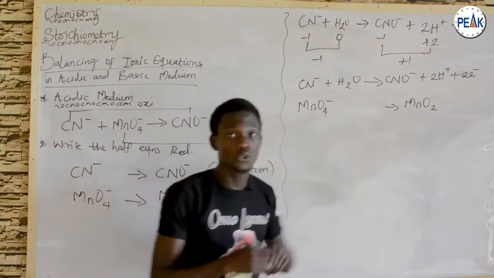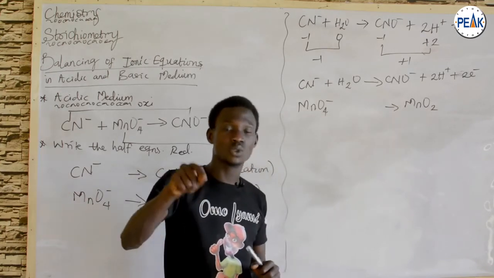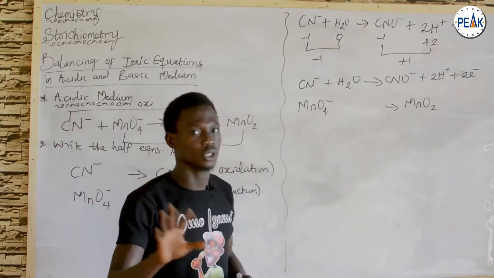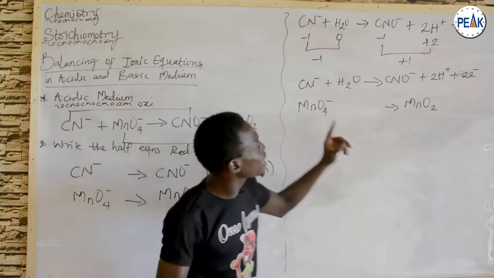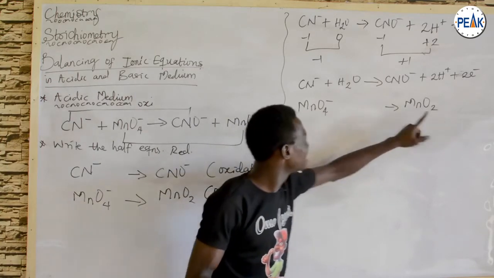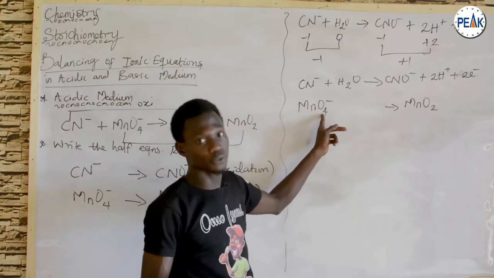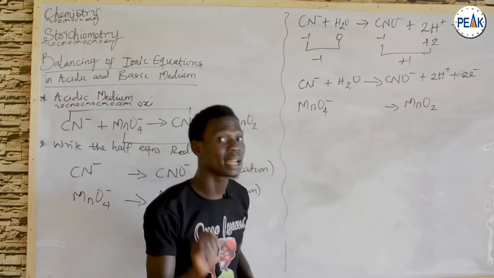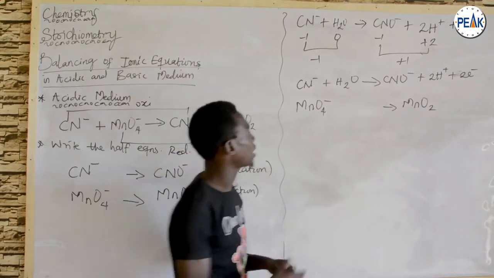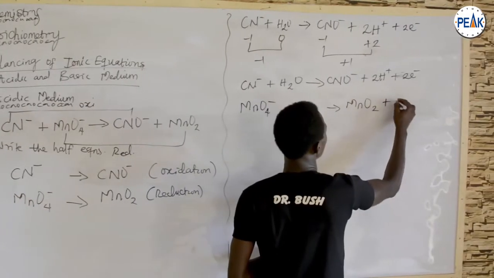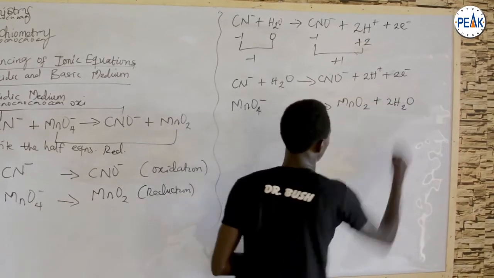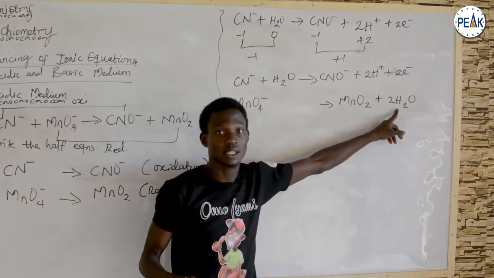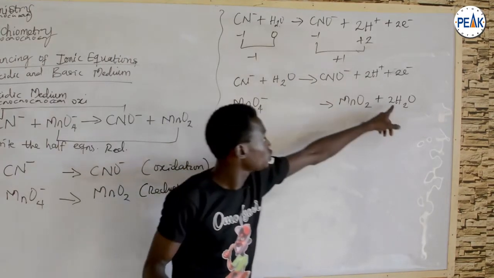Don't forget, you are going to add water on the side with the lower amount of oxygen. In this case, the side with the lesser amount of oxygen is the product side. It needs just 2 oxygen to make it 4, which means I'm going to add 2 water. Remember, we balance oxygen with water. That's plus 2H2O. Now, we've introduced a stranger again, that same stranger that was introduced here.